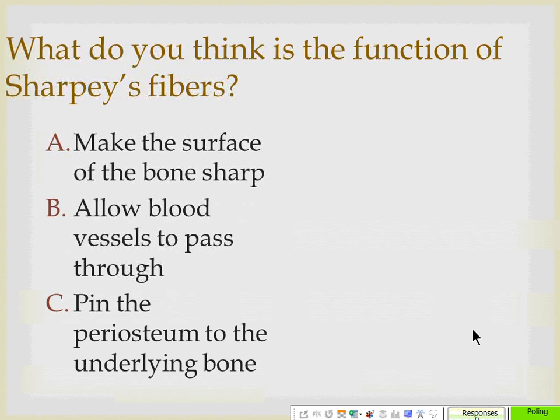So what do you think is the function of the Sharpey's fibers? Why do we have those Sharpey's fibers?